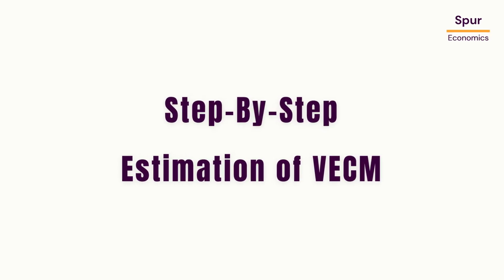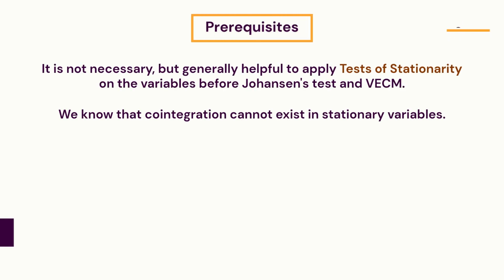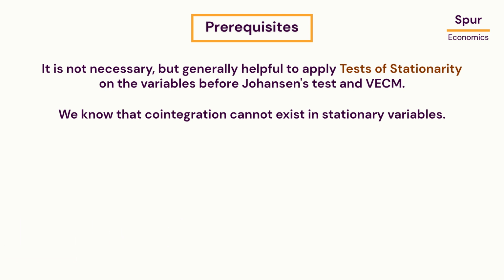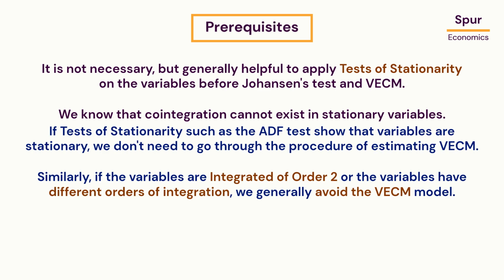First, let us discuss the preliminary steps before moving on to the estimation of the VECM model. It is not necessary, but generally helpful to apply tests of stationarity on the variables before Johansen's test and VECM. We know that cointegration cannot exist in stationary variables. If tests of stationarity such as the ADF test show that variables are stationary, we don't need to go through the procedure of estimating VECM.